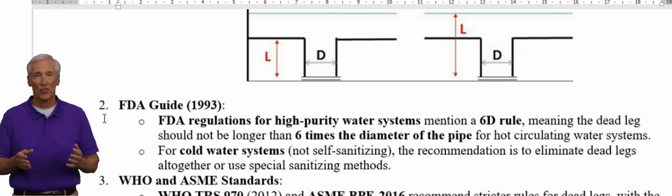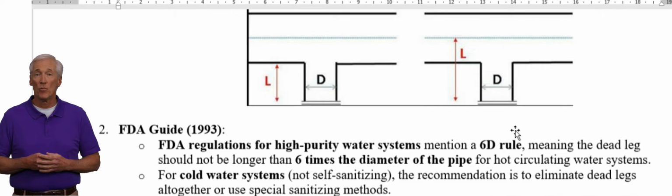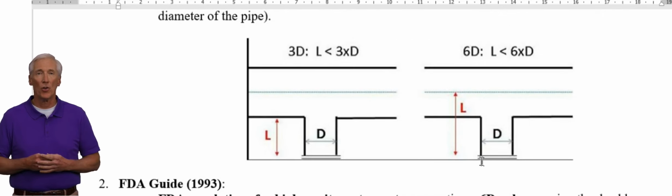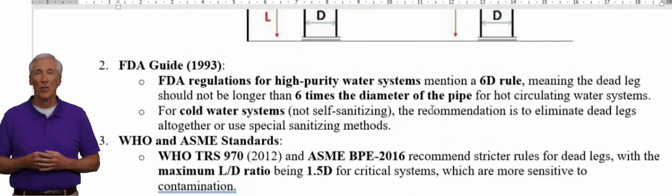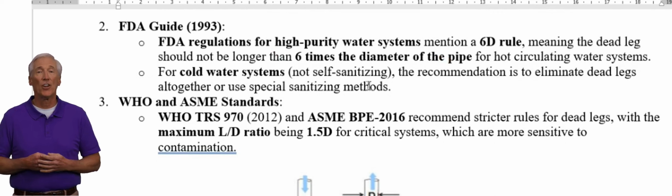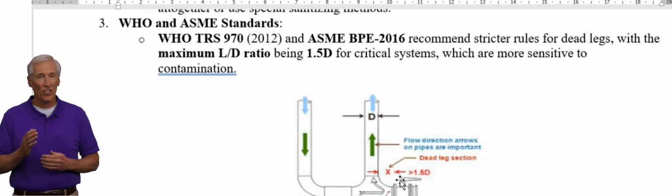2. FDA Guide 1993. FDA regulations for high-purity water systems mention a 6D rule, meaning the dead leg should not be longer than 6 times the diameter of the pipe for hot circulating water systems. For cold water systems, not self-sanitizing, the recommendation is to eliminate dead legs altogether or use special sanitizing methods. 3. WHO and ASME standards. WHO TRS 12 and ASME BPE 2016 recommend stricter rules for dead legs, with the maximum L/D ratio being 1.5D for critical systems, which are more sensitive to contamination.